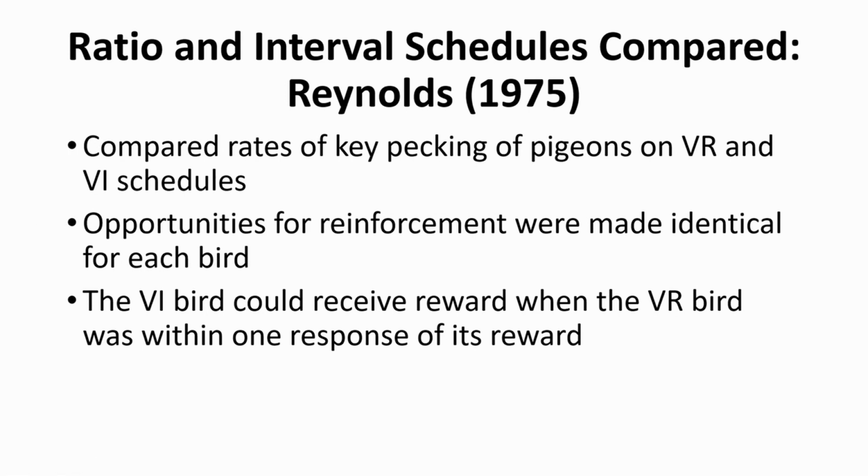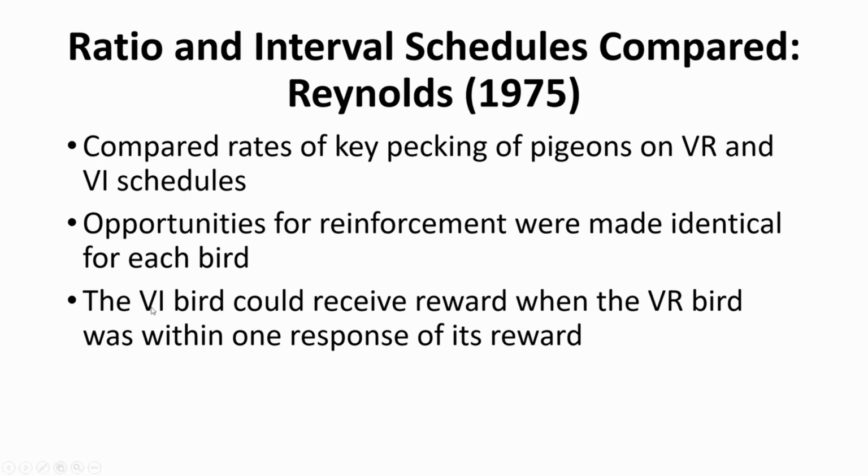And they set it up so that the opportunities for reinforcement were identical for each bird. They wanted to control for as many different factors as they could, so the opportunity to get reinforcement was kept the same for each bird. And they did this by having our variable ratio bird sort of drive the whole scenario. So the variable ratio bird would be something like every 100 responses plus or minus 100. So lots of variation in there.